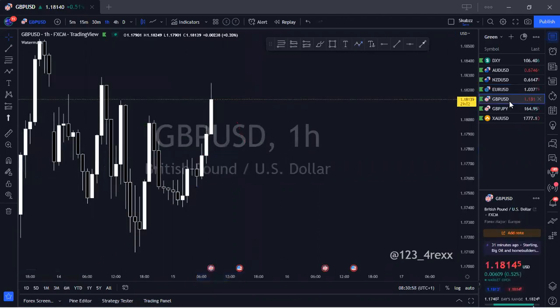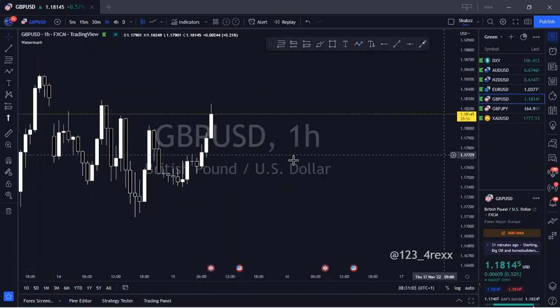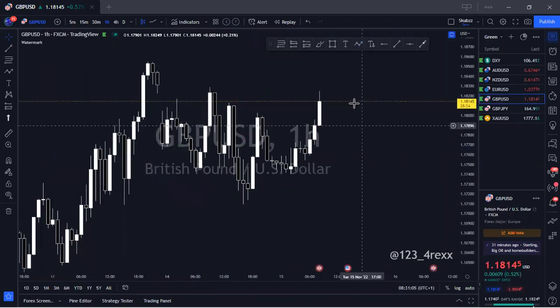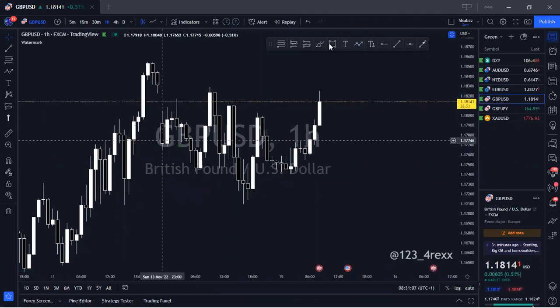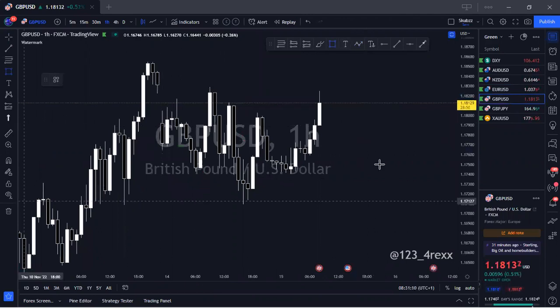GBP USD. Honestly, I don't like this pair. This pair can be very shitty some days. Anytime it wants to be mean, it can be very, very mean. So we had that break of structure, this one here.